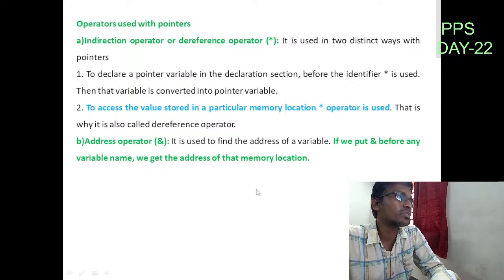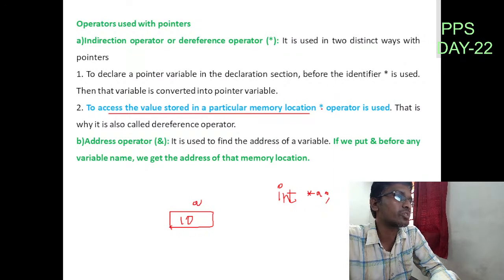Where can you use the dereference or indirection operator? While declaring a pointer variable. For example, I am declaring int followed by star a. At the time of declaring a pointer variable, you have to use the star operator. Similarly, if you want to access the value stored in a particular location, for example the value of a, that is 10, stored in the memory location, then you have to use the star. The star displays the value of the variable.